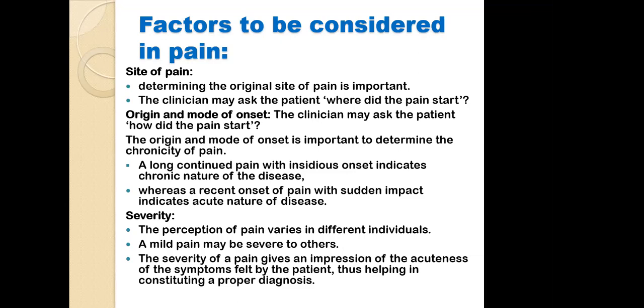The origin and mode of onset is important to determine the chronicity of pain, whereby a long continued pain with insidious onset indicates the chronic nature of the disease, whereas a recent onset of pain with sudden impact indicates acute nature. You learned about chronic pulpitis and acute pulpitis. So you now know that acute pulpitis is sudden onset pain, chronic pulpitis is long-standing onset pain.